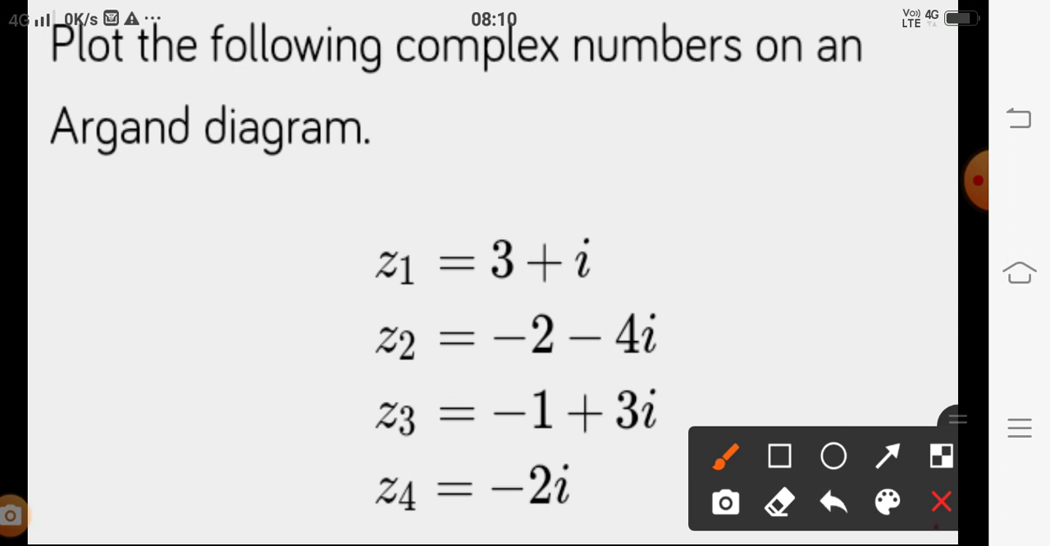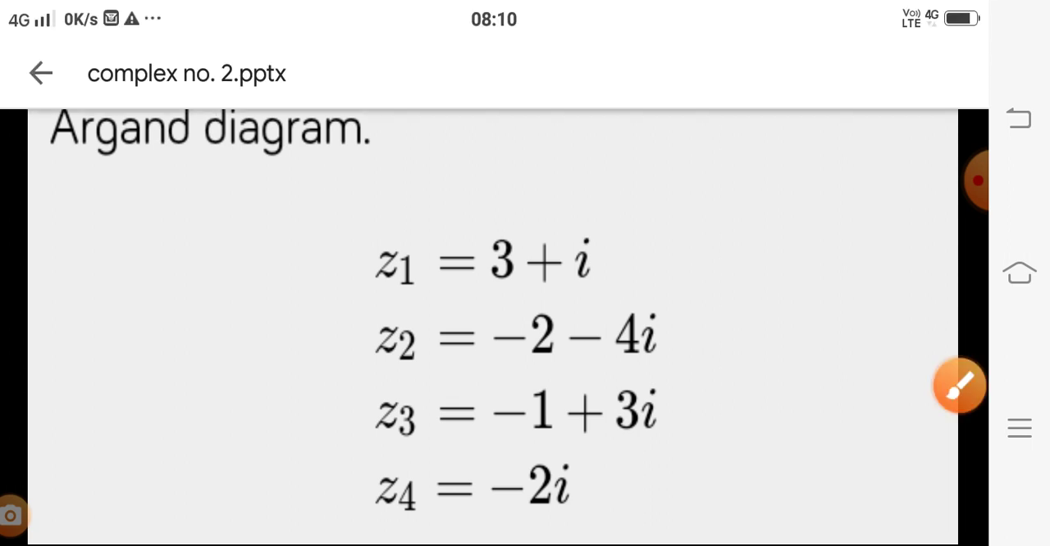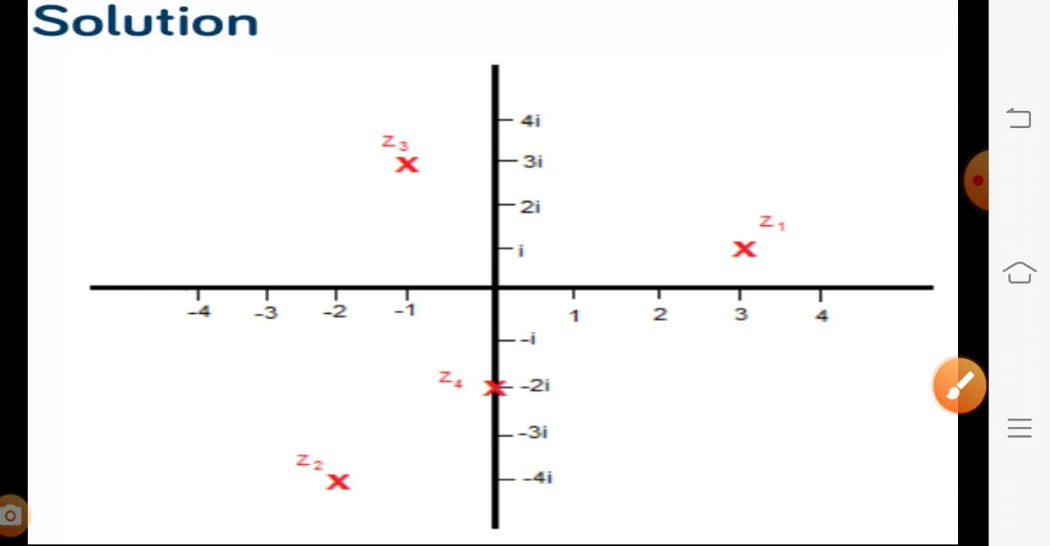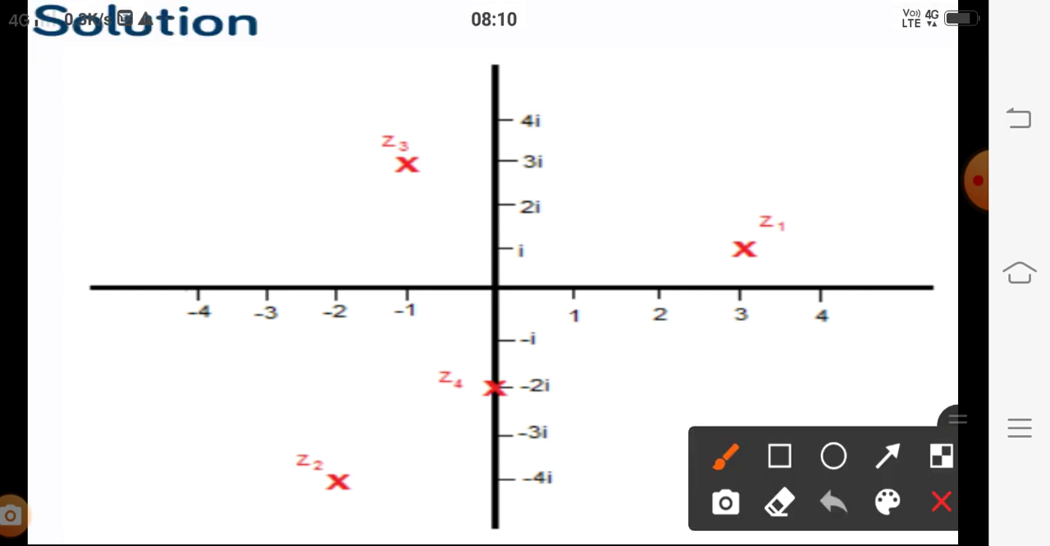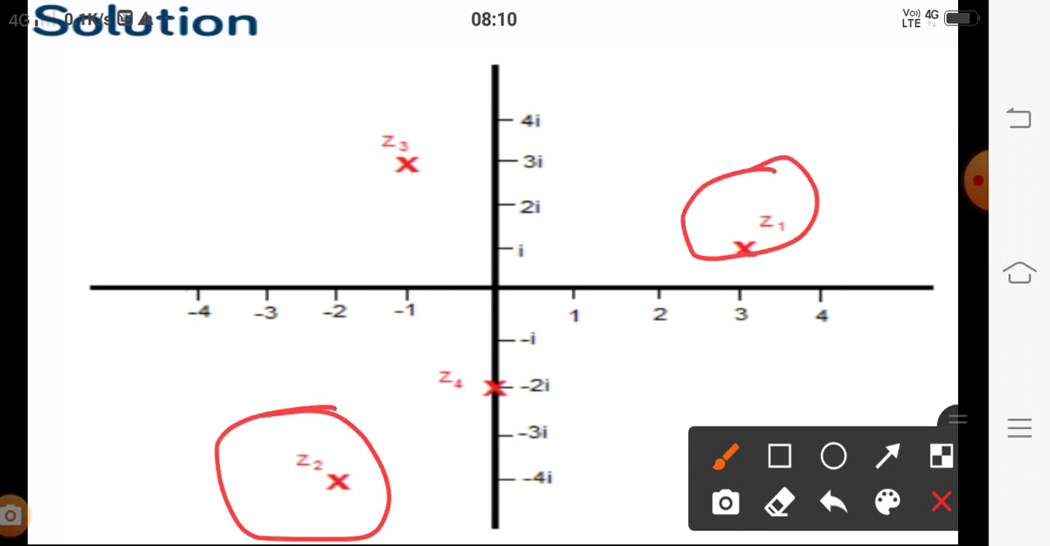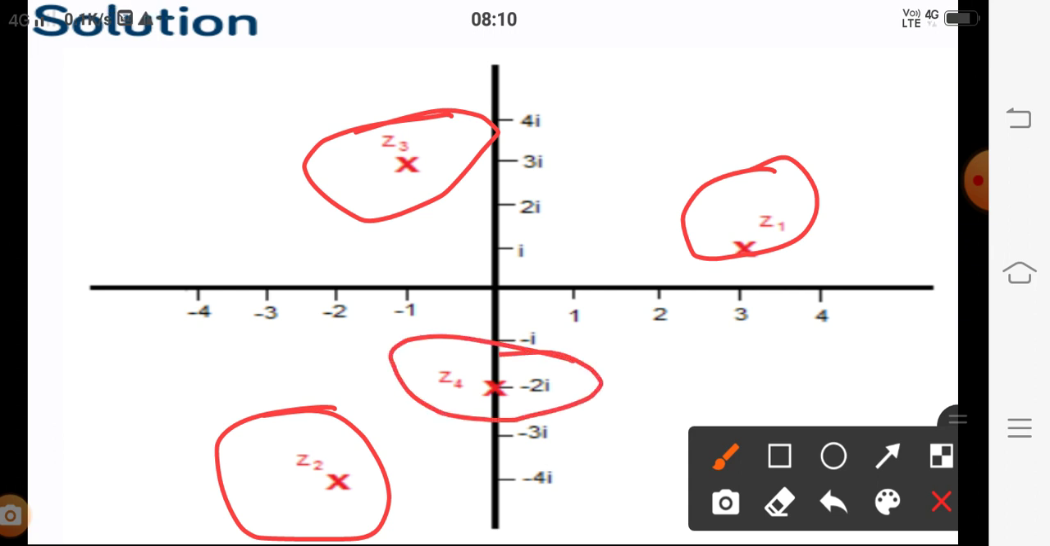Similarly, let us represent these complex numbers. Z1 we get in the first quadrant, Z2 in the third quadrant, and for Z3, x is negative and y is positive, so we get it in the second quadrant. For Z4, the real part is 0, so the point lies on the imaginary axis. Hope all of you are able to understand this.